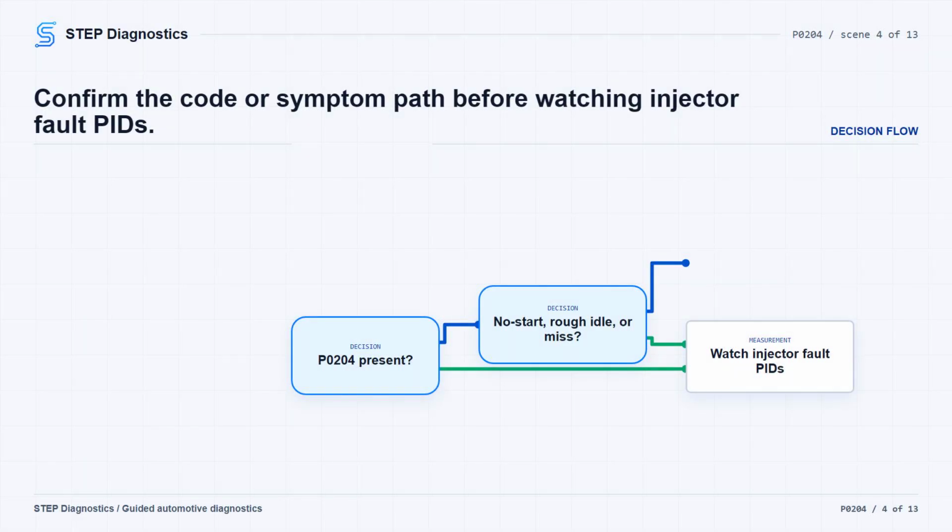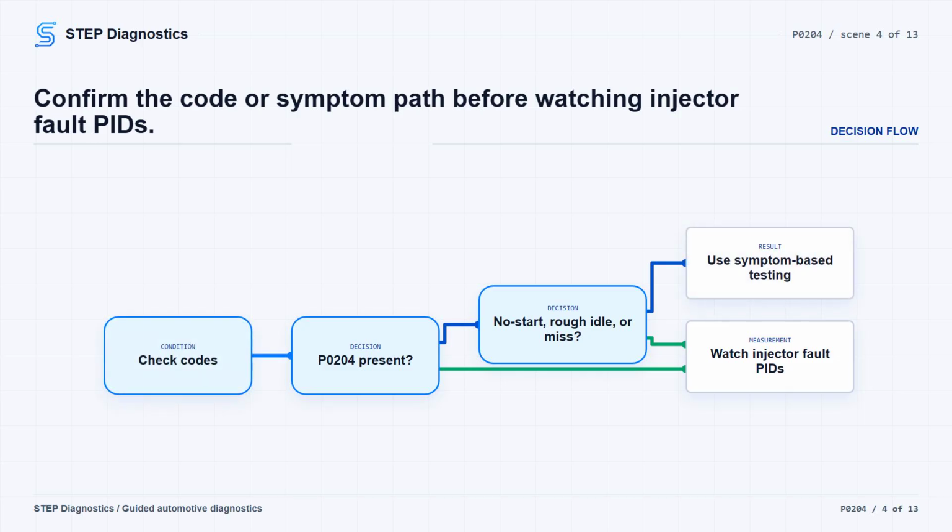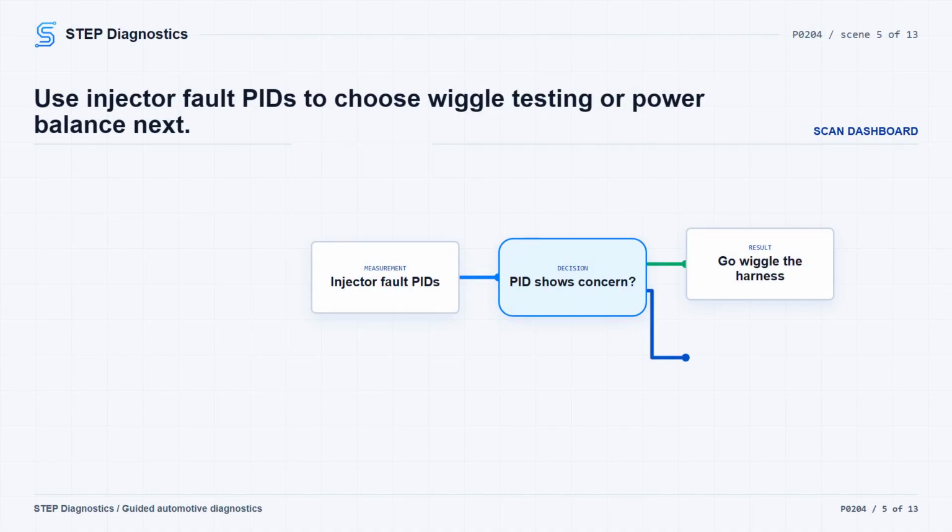Then check for DTCs. If P0204 is present, continue into this injector circuit path. If the code is not present but the symptom is a no-start, rough idle, or misfire, this same path still applies. For other symptom paths, do not force this test. Check what the symptom is telling you first.